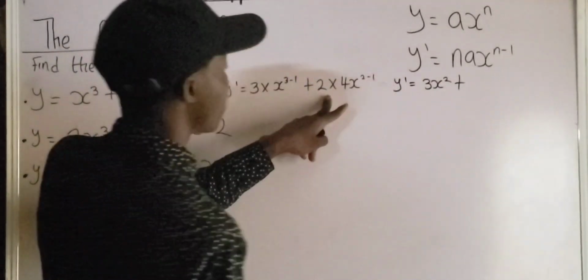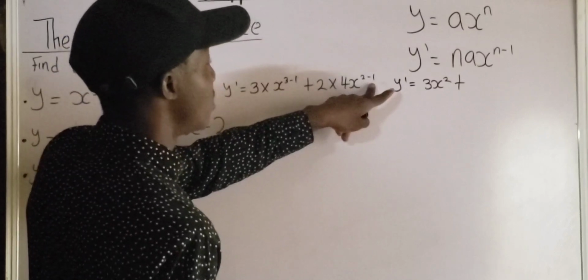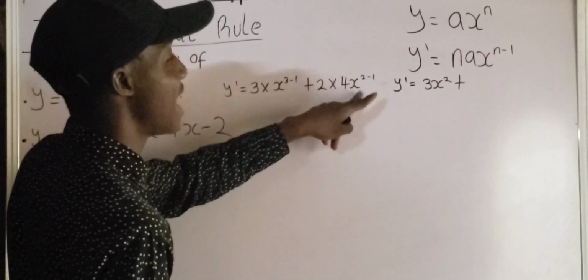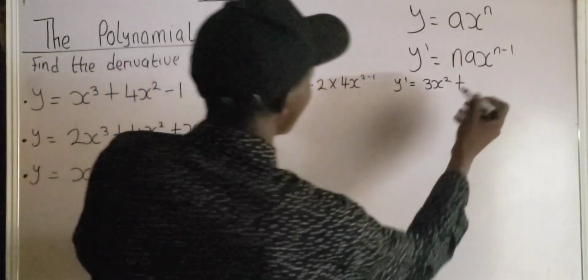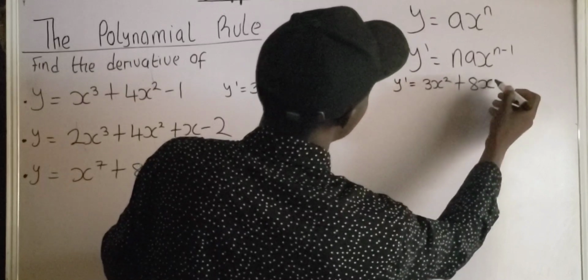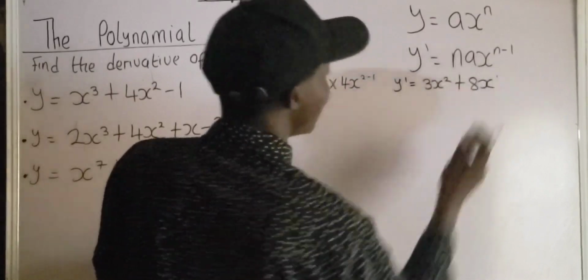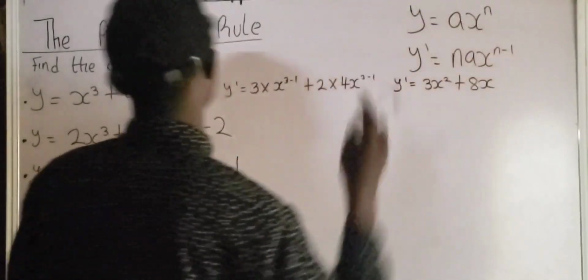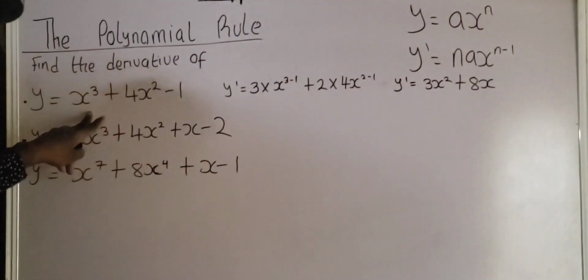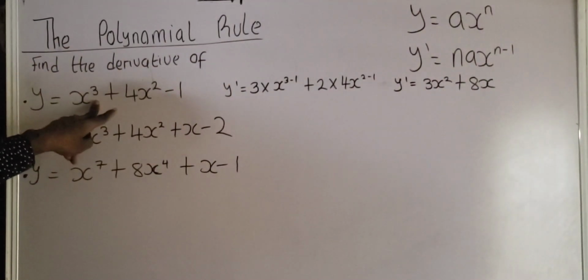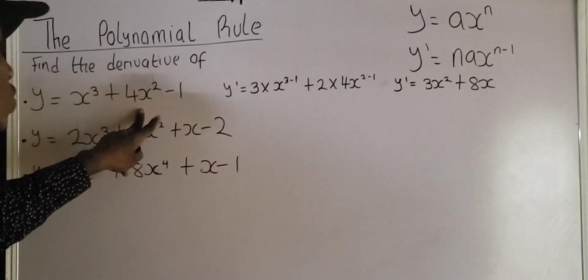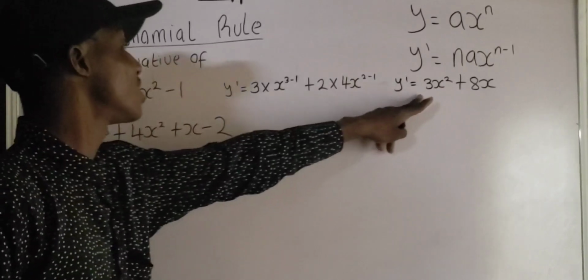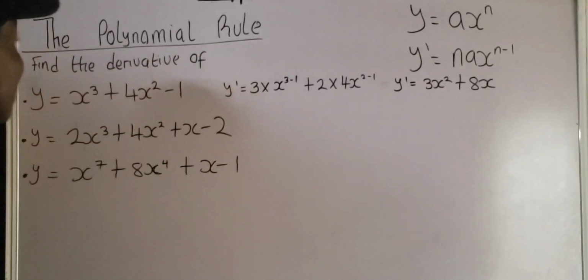Plus 2 multiplied by 4x raised to the power of 2, multiplied by 4, that is 8x raised to the power of 2 minus 1, that is 1. So I'm going to have 8x raised to the power of 1. And 8x raised to the power of 1 is also the same thing as what? 8x. So there is no need of writing that. Therefore, the derivative of x raised to the power of 3 plus 4x raised to the power of 2 is 3x raised to the power of 2 plus 8x.